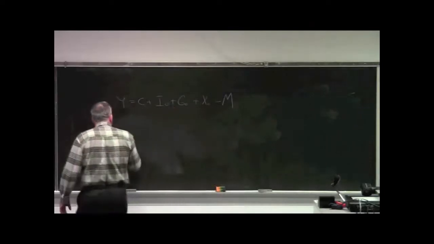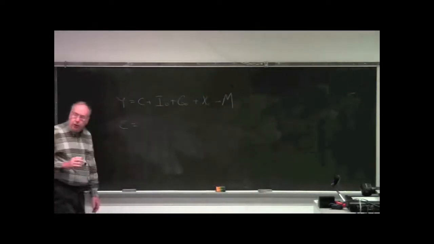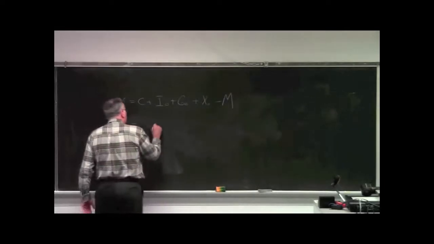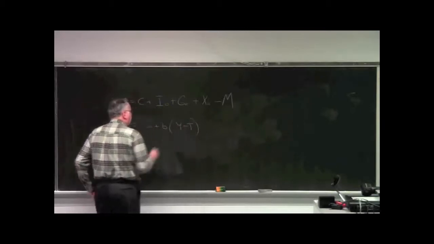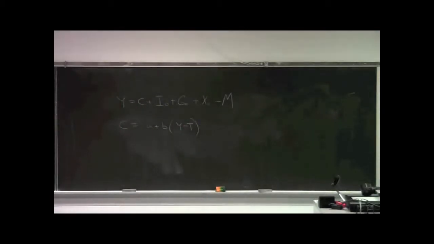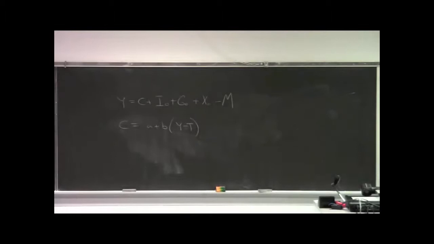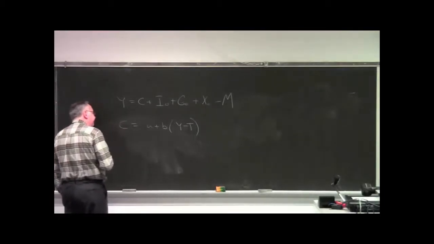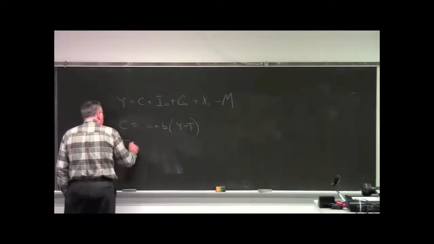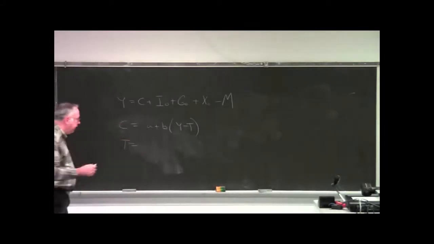Let's use this for our consumption function, the same thing we used before. A plus B times Y minus T. So let's assume we do have taxes in this model. And consumption on domestic goods, domestic consumption now, is a linear function of disposable income. Same as before. Taxes are assumed to be a linear function of income.